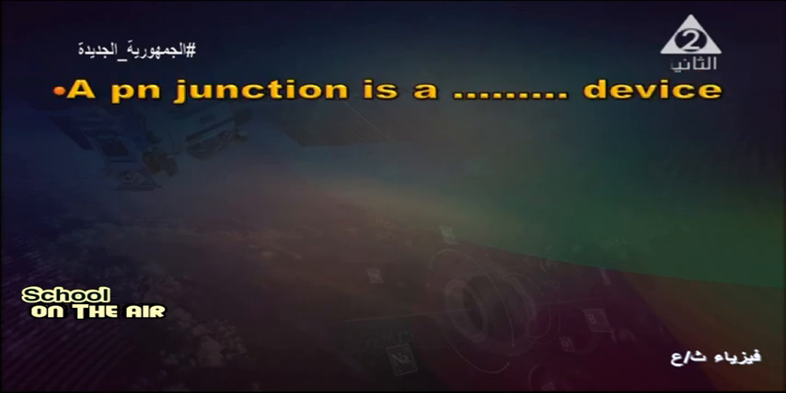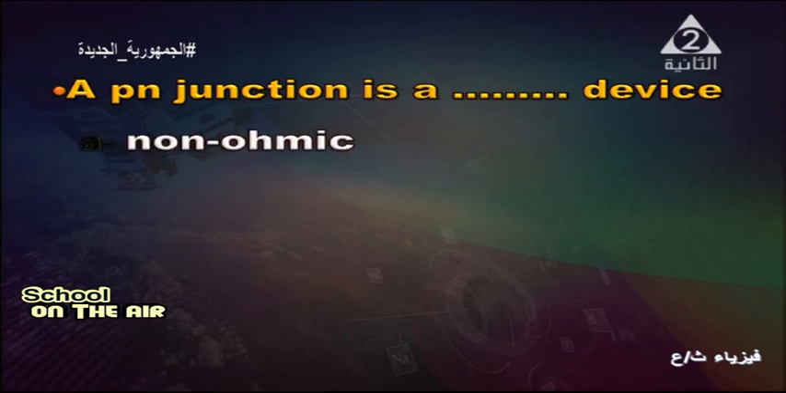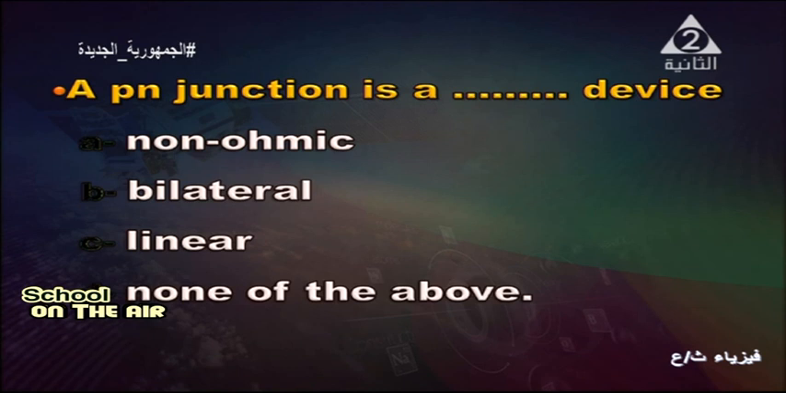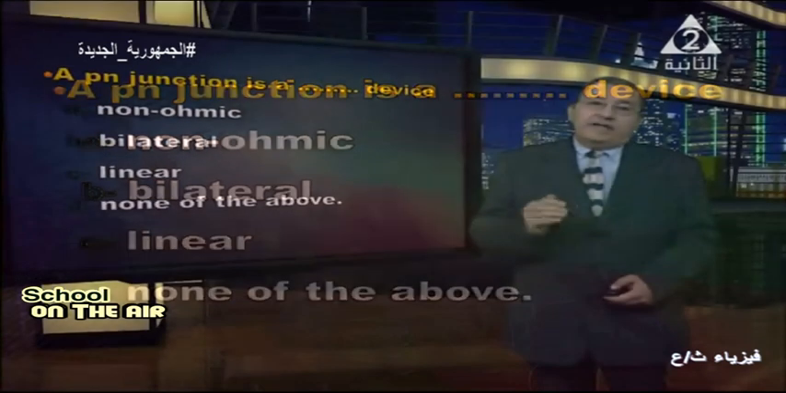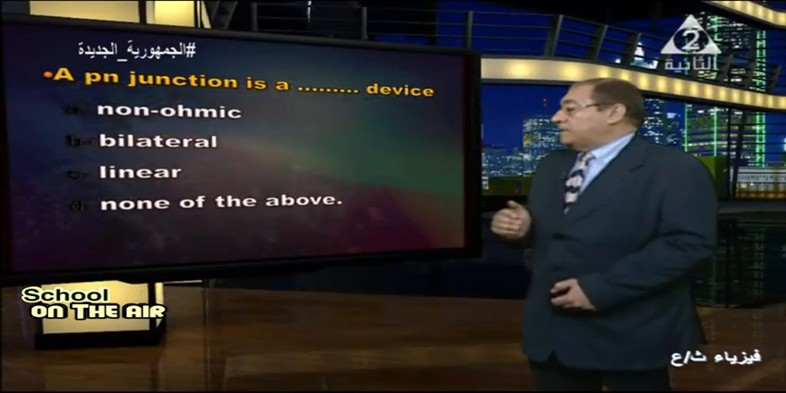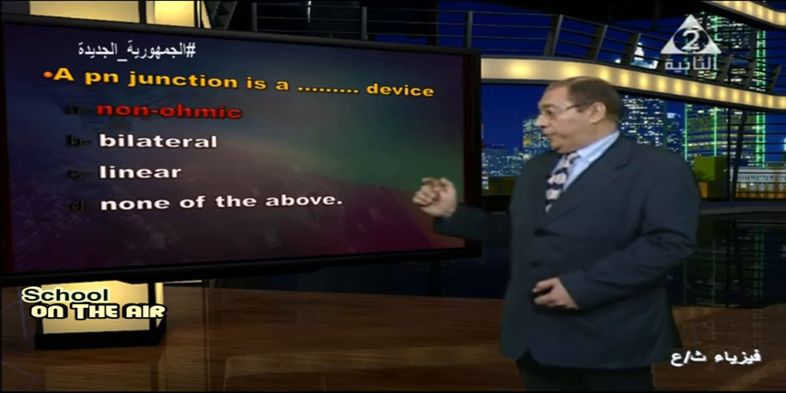A p-n junction is a device: non-ohmic, bilateral device, linear device, or none of the above. This is very important. It is non-ohmic. What does it mean? A p-n junction is a non-ohmic device. We don't have a direct relation between voltage and current, so we call it non-ohmic. So the right answer is non-ohmic.